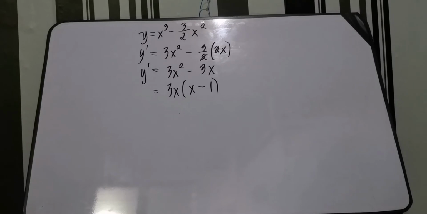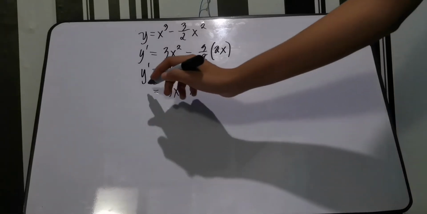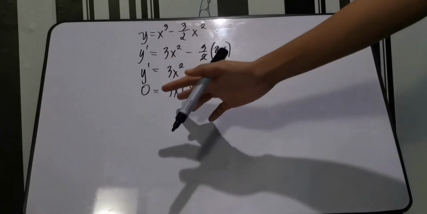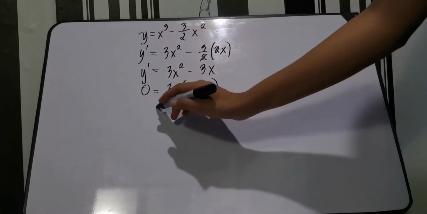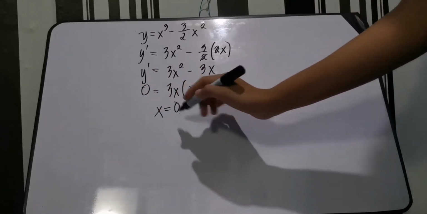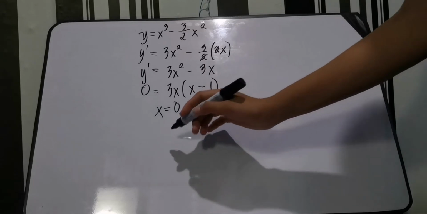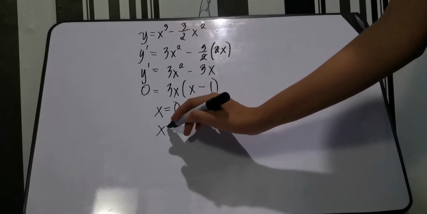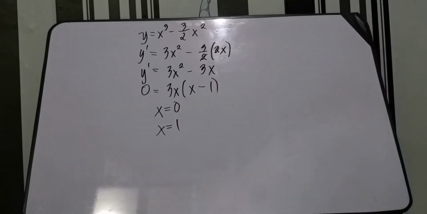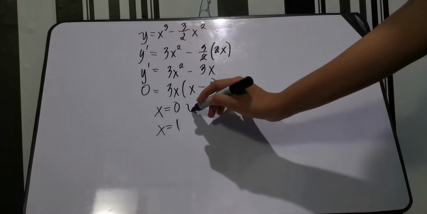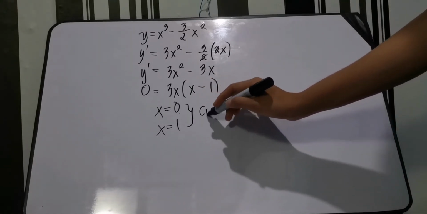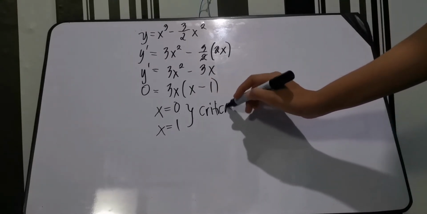Next, let's equate it to 0. So 3x equals 0, so x is 0, and x minus 1 equals 0, so x is 1. So the critical values are 0 and 1.